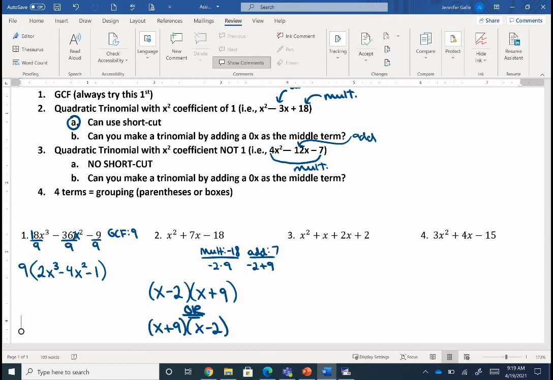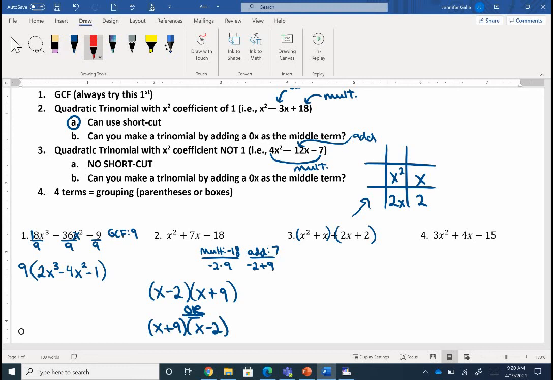So I get down to option 4. Option 4 says 4 terms. 4 terms equals grouping, which is parentheses or boxes. So you have your choice. The parentheses piece, we group the first 2 and last 2. And if you like the boxes, I'm just going to draw that up above here. If you like the boxes, that means we put our 4 terms on the inside boxes, and we need to work our way out. So it's up to you which way you like.